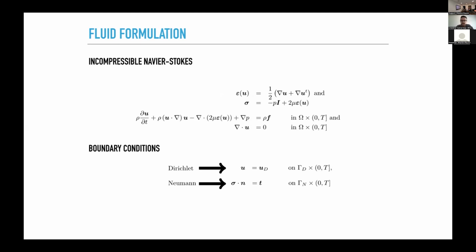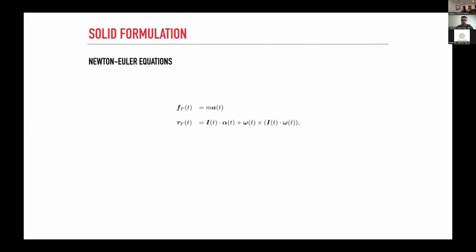Normally in a fluid problem, we have two kinds of boundary conditions, Dirichlet and Neumann. But in our case, in this special problem, we have a new Dirichlet boundary condition. This new Dirichlet condition that you can see here imposes the velocity of the solid on the fluid. This is for the fluid.